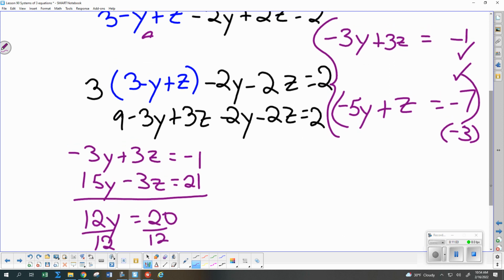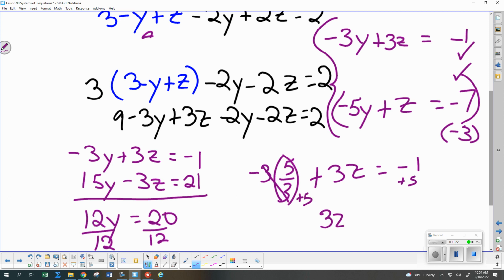So we're going to take minus 3 times the y that we just got, which was 5/3, right? Plus 3z is negative 1. So this becomes a negative 5. Add that to both sides. And I have 3z is 4. So z is 4/3. Are we good there?